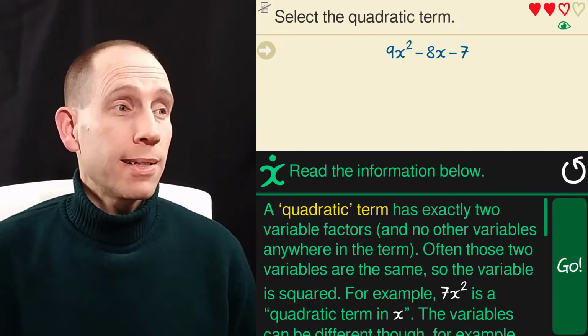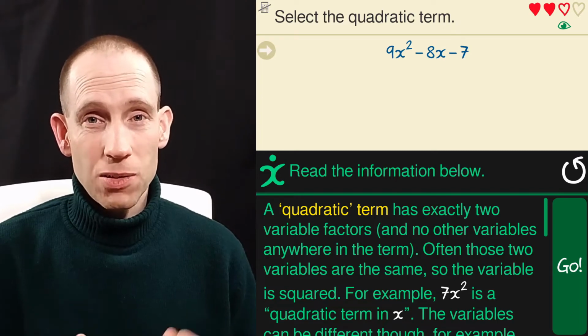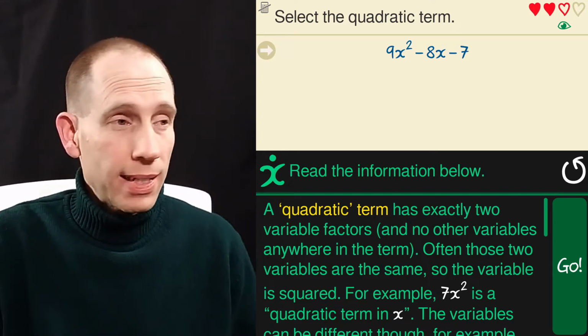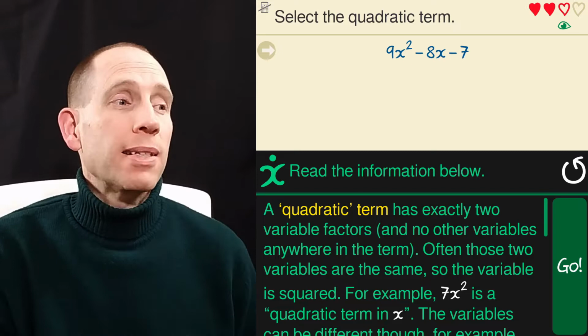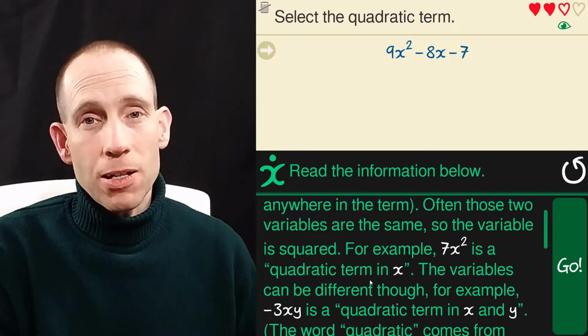So a quadratic term is a term that's got exactly two variable factors. So there's two letters being multiplied together. Usually they're the same letter. So for example, 7x squared is a quadratic term in x.